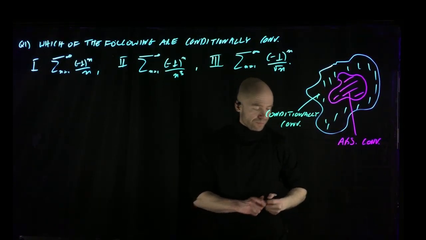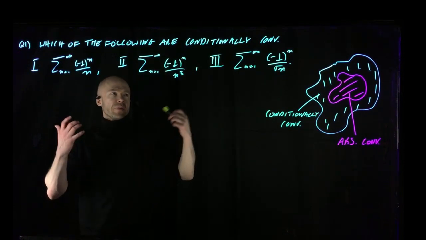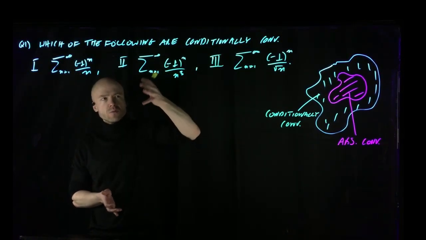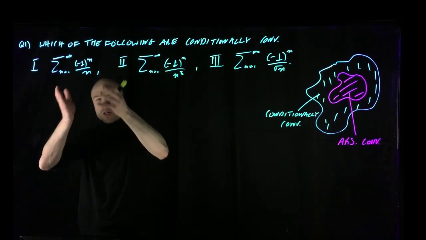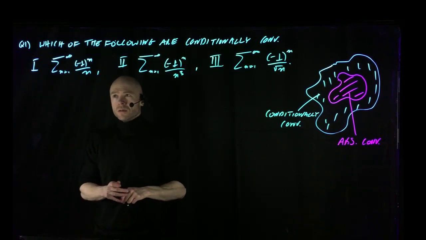All right, so if we are not absolutely convergent, what does it mean? It means that when we take the absolute value signs around the terms of the series, then that thing will not converge. So let's look at the first one.